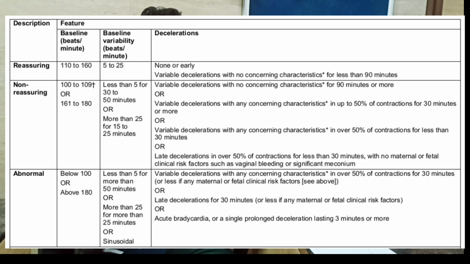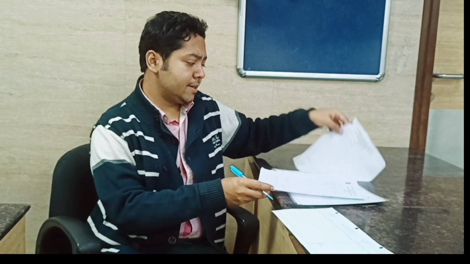So for each term, you have baseline, variability and decelerations. In reassuring, the baseline will be between 110 to 160 beats per minute. Variability will be between 5 to 25 beats per minute. And there will be no deceleration, or early deceleration, or variable deceleration with no concerning features for less than 90 minutes. Now, let us see what are concerning features in variable decelerations.